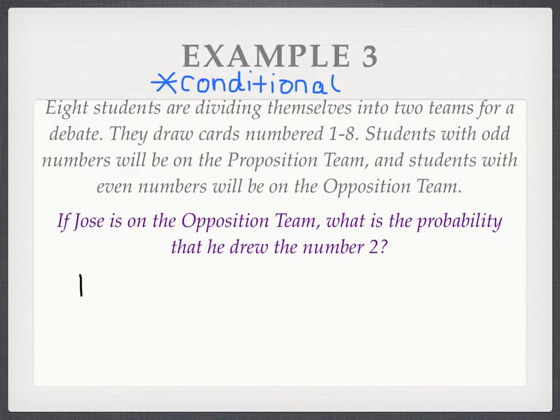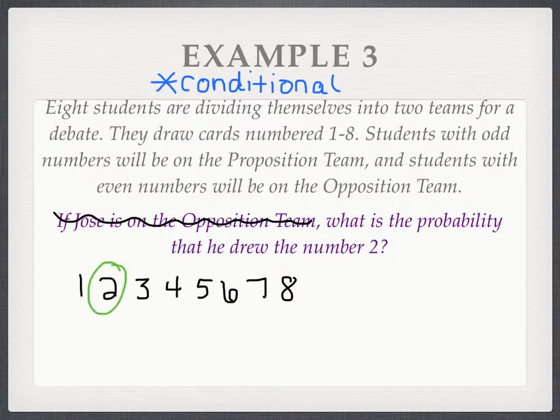Okay, I want you to think about something for a second. So here's our 8 cards. I want you to pretend that it didn't say this. If I just said, what is the probability he drew the number 2, that would be 1 out of 8, right? Because there were 8 cards to choose from. So that'd be a really simple probability, 1 out of 8. But the fact that it says, we know he is on the opposition team.